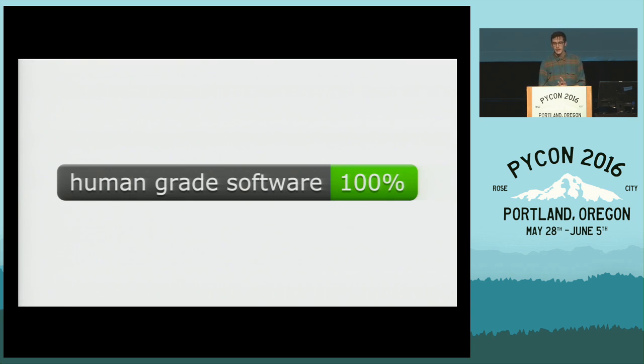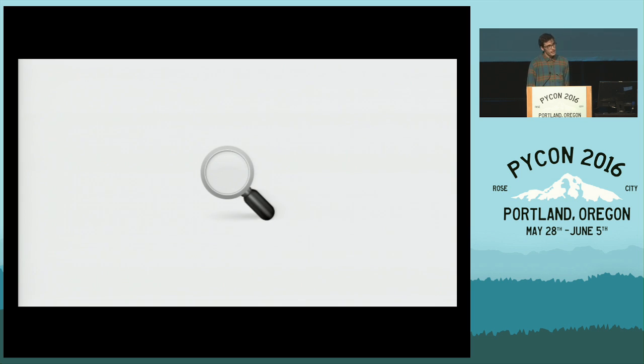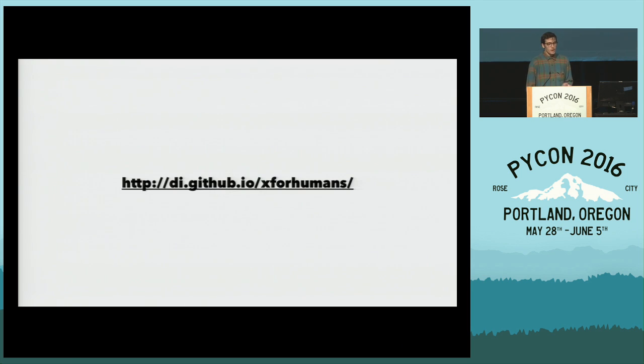Please feel free to add it to your repo, but I implore you, please be careful as well. Make sure that all your software is absolutely human-grade before using this badge. I thought that was pretty great, but it made me realize, how are we supposed to discover software that is human-grade as developers? So I made a search engine.